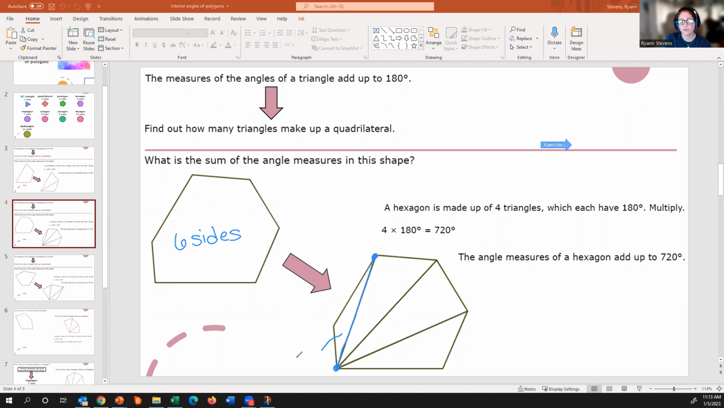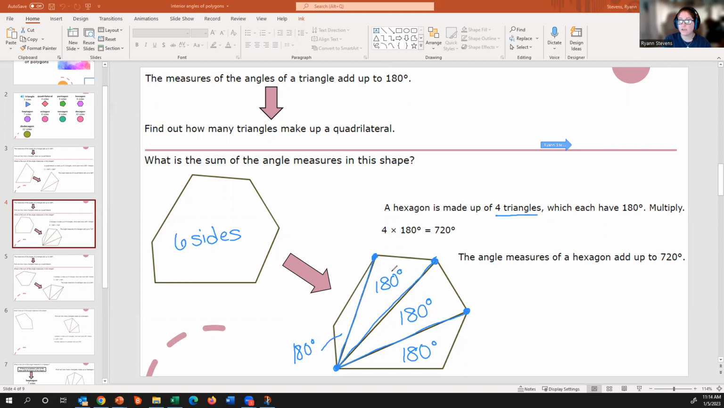That's going to give us one triangle here that adds up to 180 degrees, the angle measures. And then we draw one here. This is going to add up to 180 degrees. And an endpoint here. And this is going to give us 2 more triangles that add up to be 180 degrees, which means that this hexagon is made up of 4 separate triangles.